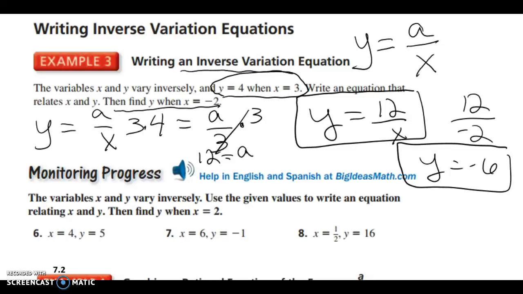So review: plug in x and y into your original inverse equation, figure out what a is, and then write your final answer. And then you can answer whatever they want us to figure out.